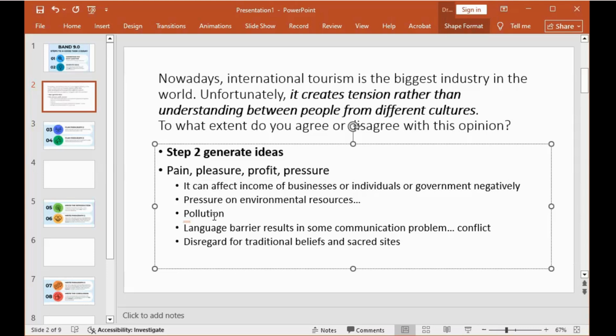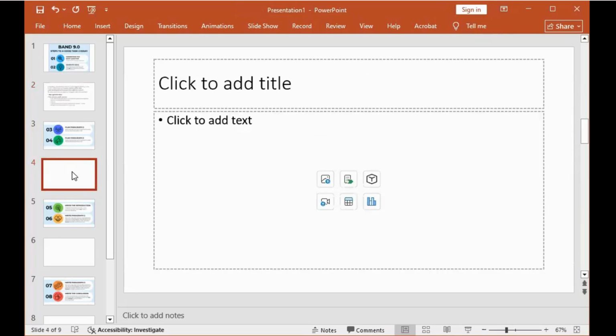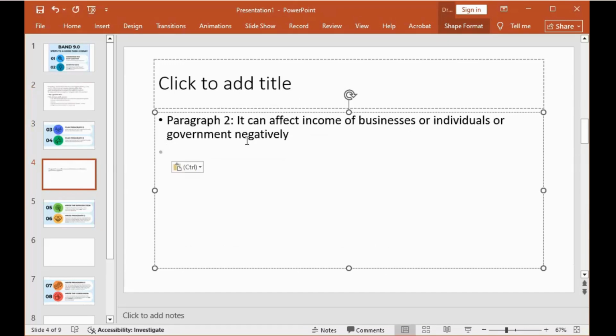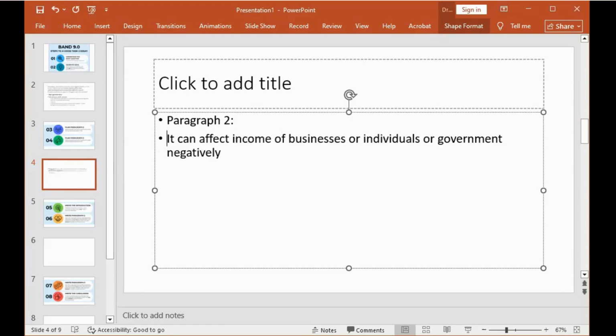Income. Hold on, I don't understand though. It can affect income of businesses. That should be in paragraph 2, right? Yes. Okay, so this one will be paragraph 2. Let me paste it here. Paragraph 2, income of businesses. Then paragraph 3. What did you pick for paragraph 3? Language.